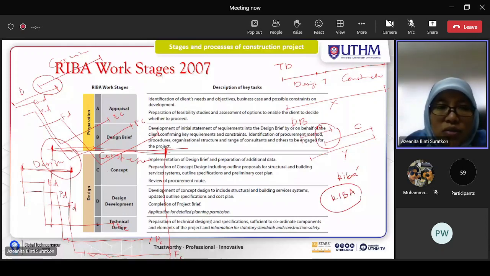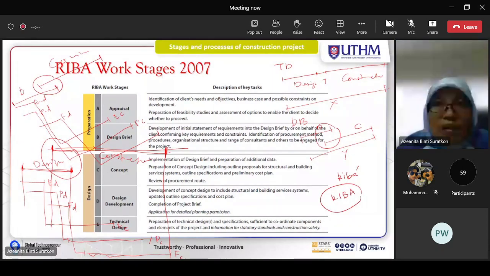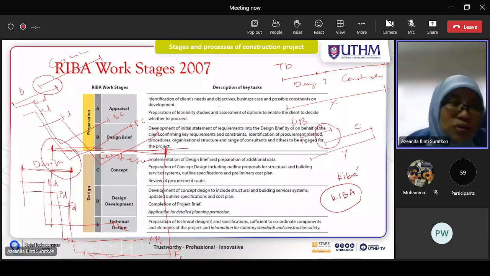Because this is under architects, normally this is for building projects. So this is stage A, appraisal, B, design brief. This is under preparation. Then design: C, concept, D, design development, E, technical design. So you can see the description of each stage. Actually it is explained not much different from what I have explained to you just now.